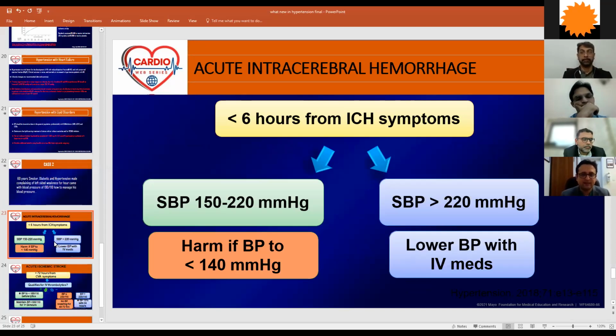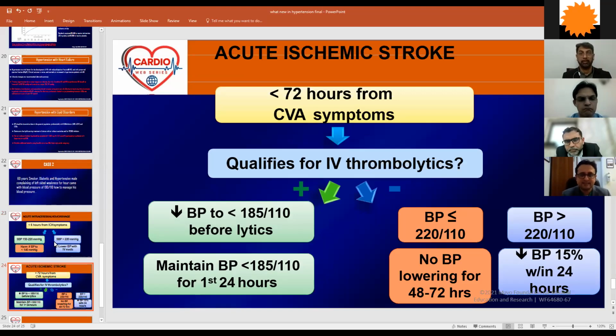What we know is that if it's an intracranial hemorrhage, less than 6 hours from onset, and we know from the question that it's about an hour only, then if the systolic blood pressure is between 150 to 220, you don't need to reduce it. If your systolic is more than 220, then you need to reduce the blood pressure with IV medication. If it's an ischemic stroke and it's less than 72 hours from CVA symptoms, which again it is, then you see if they qualify for IV thrombolytics. If they qualify, then you try to bring the blood pressure down to 185 by 110 before lytics. If they don't qualify, and the blood pressure is less than 220 by 110, you don't need to reduce the blood pressure for 48 to 72 hours.